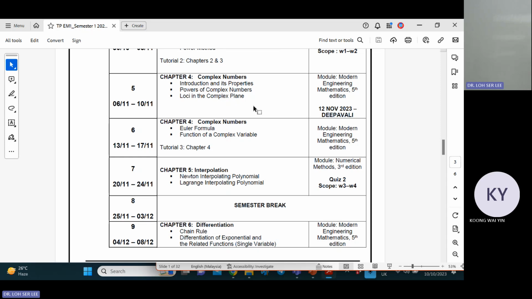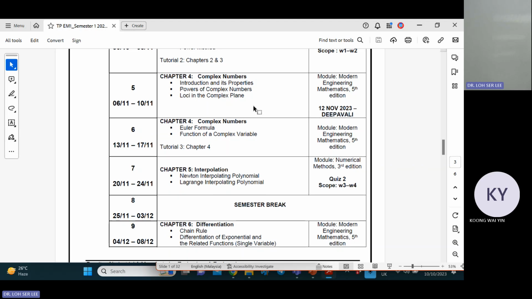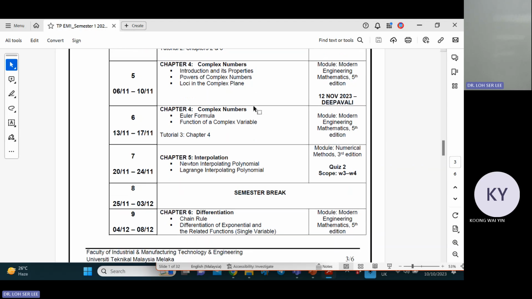But still, I have to introduce complex numbers to you because this is very important for the subjects of signals. I can't remember which subject, but the one under Dr. Fami. So you still have to know what a complex number is, how to get the argument, the angle, the modulus, and how to change the form of the complex number from one coordinate to another. That's very important.